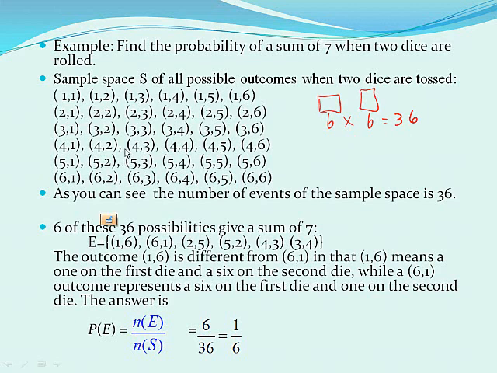An outcome, something like 4, 3, is interpreted as 4 showing up on the first die, 3 showing up on the second die. To get a sum equal to 7, we need to have the event E consisting of these outcomes: 1, 6, 6, 1, 2, 5, 5, 2, 4, 3, and 3, 4. So the probability of E, P of E, will be 6 out of 36, which will be 1 by 6.